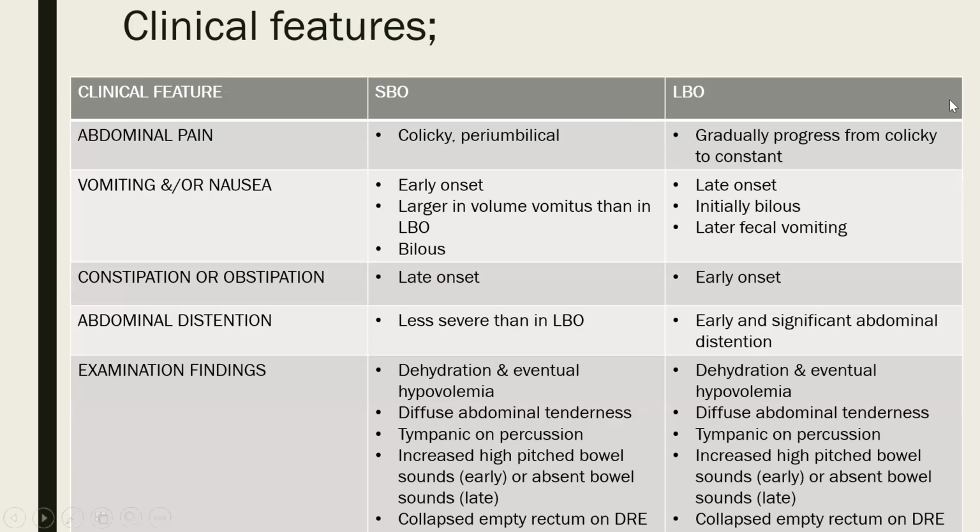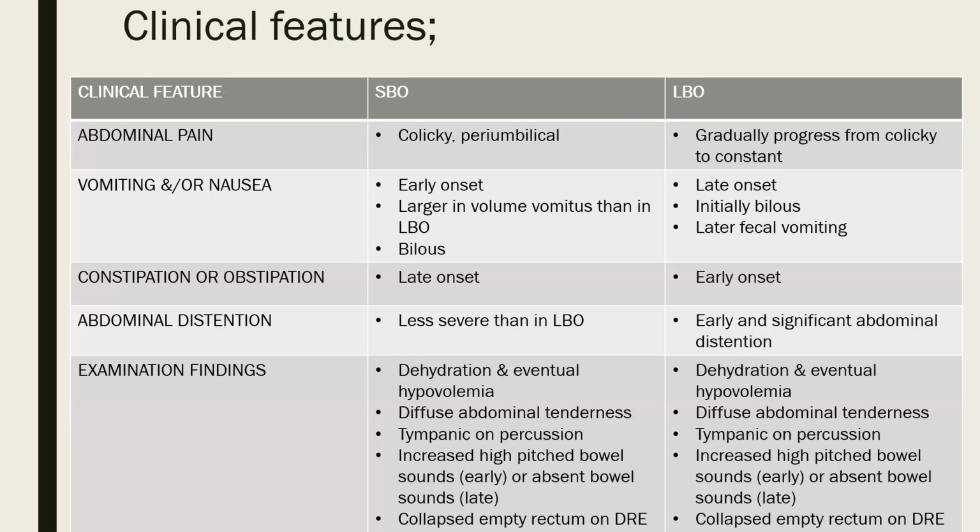Constipation or obstipation is late onset in small bowel and early onset in large bowel. When you talk about abdominal distension, it's less severe in small bowel, and early and significant in large bowel. For your examination findings, they're pretty much the same, because examination findings are what you're going to see, and it's not really specific to each one, right? So they're pretty much the same. Both lists are the same.